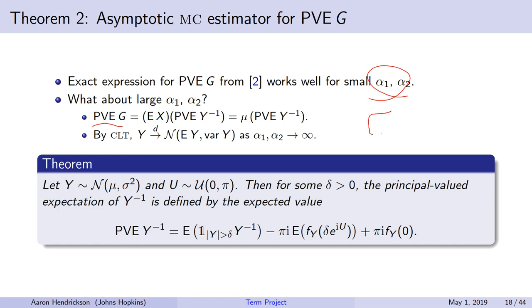Very much like an expected value of any ratio of independent variables, x over y, if they're independent and the expectation exists, you can pull apart. So when we do this for the principal valued expectation of G, we get two pieces, mu and this PVE of y inverse. And mu is quite easy to compute. It's just a constant. So the question really is, how do we estimate this principal value mean of y inverse under large shape parameters? And we'll again call on the central limit theorem and note that as these shape parameters get large, y, this gamma difference random variable, is going to converge in distribution to a normal random variable with equal mean and variance.